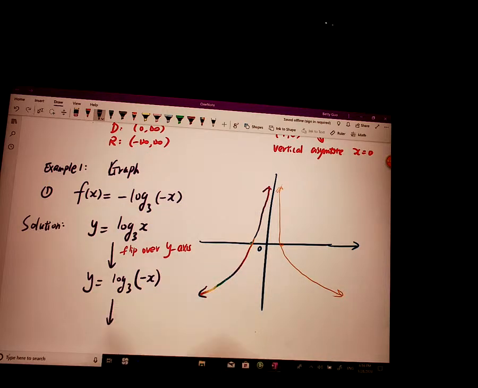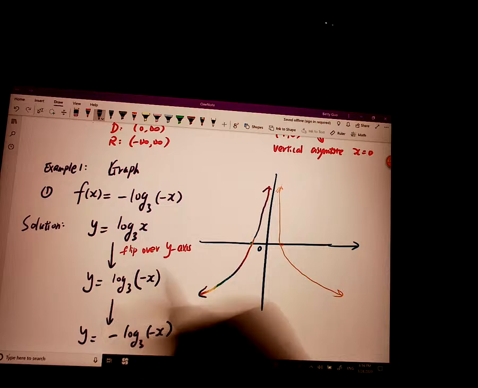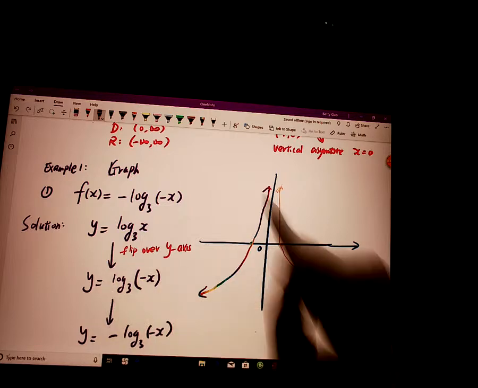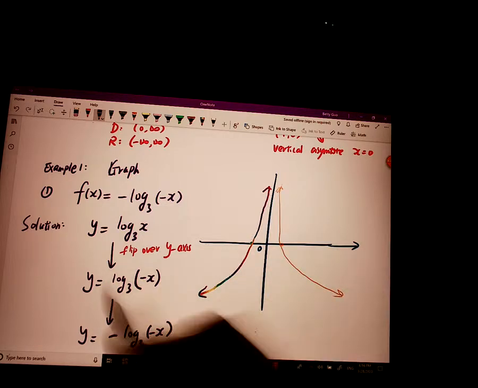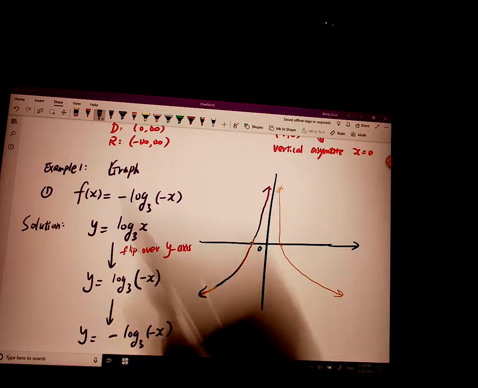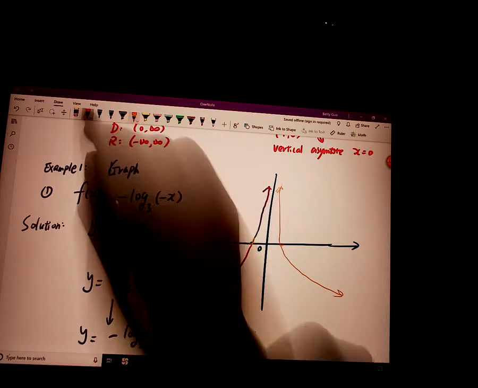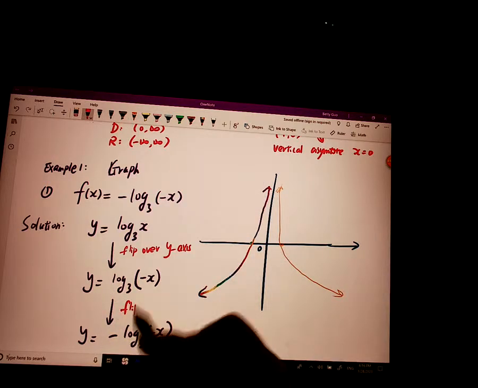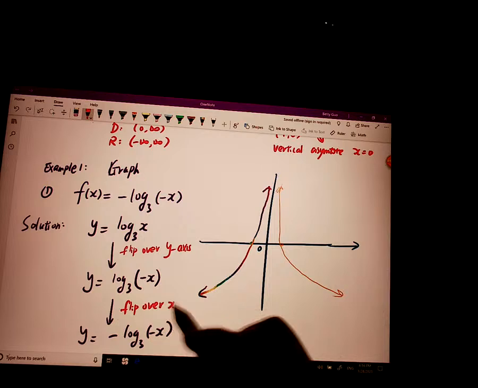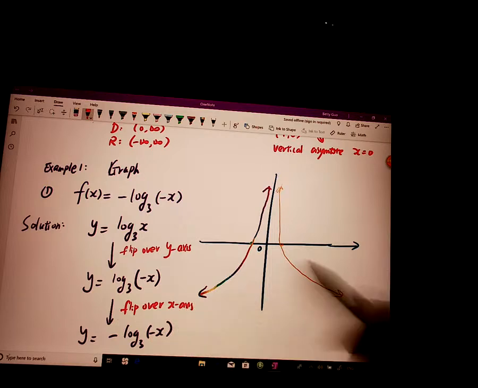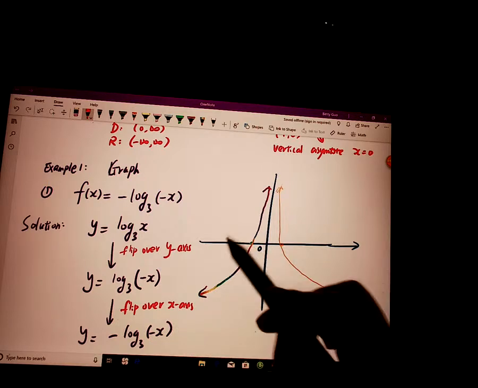Continue. One more transformation, then we have the given function. This time we're going to multiply the whole function by -1. Multiplying the function by -1 is equivalent to flipping over the x-axis. Flip over the x-axis.